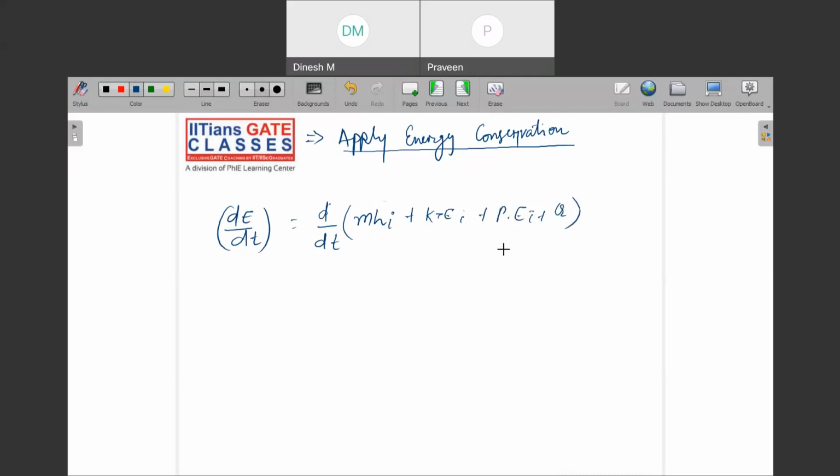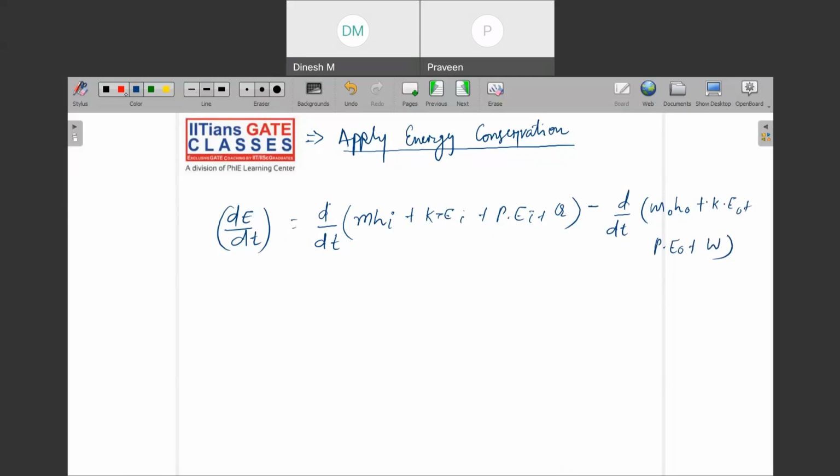This is the differential of what is entering into your system, and what is going out of the system is d upon dt of the mass at outlet into enthalpy at outlet plus kinetic energy at the outlet plus potential energy at the outlet and plus what? Work done. So this is the dE upon dt. So I know again now the energy conservation equation for unsteady flow. Okay.